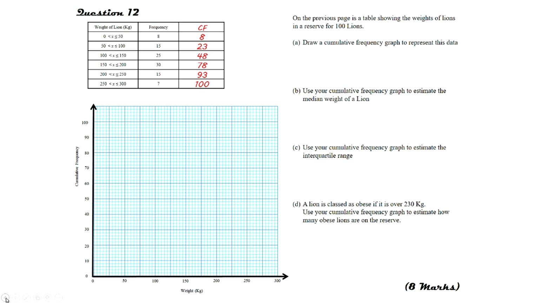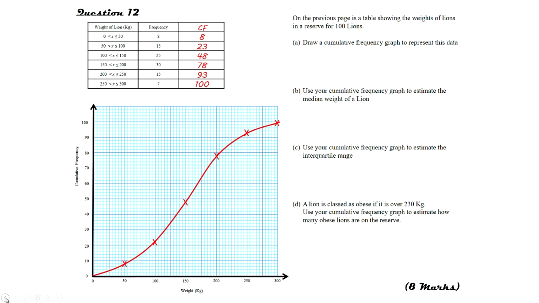Okay, next thing we're going to do is plot all of these points. Key thing to remember here is that you must plot your points at the upper end of your class interval. So you're plotting 8 against 50 and 23 against 100. If I put all my points in, it will make a nice sort of stretched out S shape, which is what I've come to expect from cumulative frequency, and I join those up with a nice smooth curve.